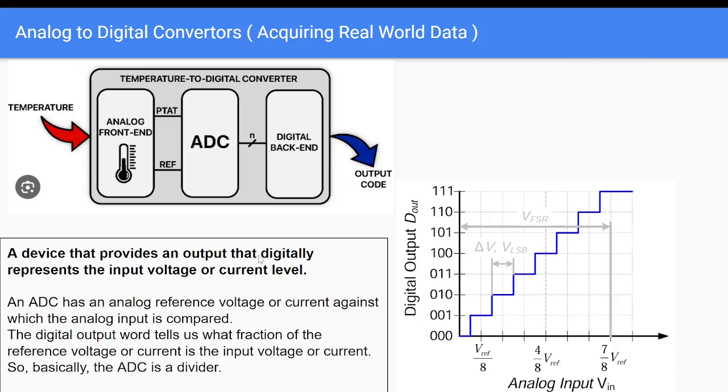A device that provides an output that digitally represents the input voltage or current level. So again, you can convert this into a current, and from current you can make a voltage by just putting a resistor there. Either way, the signal coming into the ADC is primarily a voltage. An ADC has an analog reference voltage or current against which the analog input is compared. In this case it's all voltages, but this sentence is saying that the input can be current, and the reference can also be current levels as well.